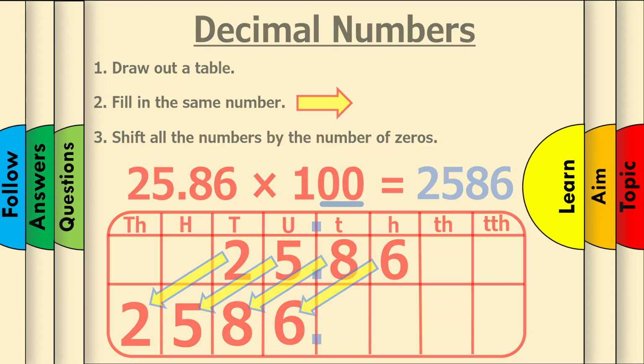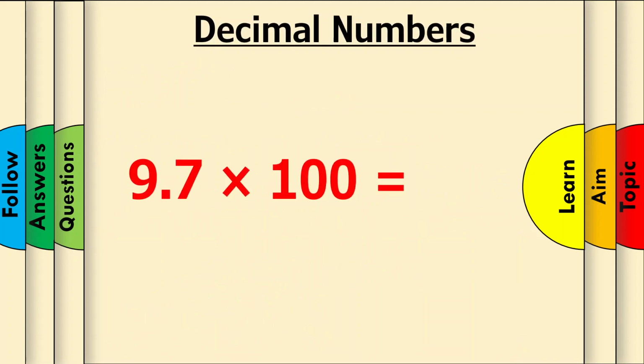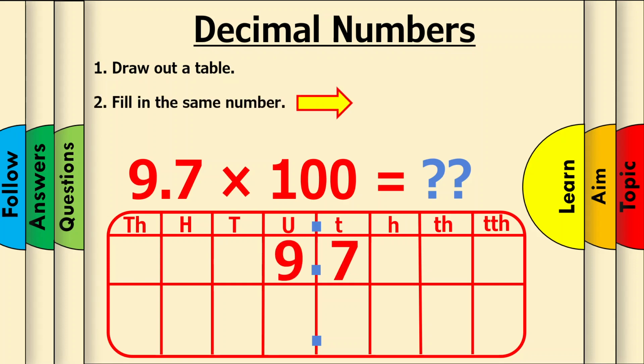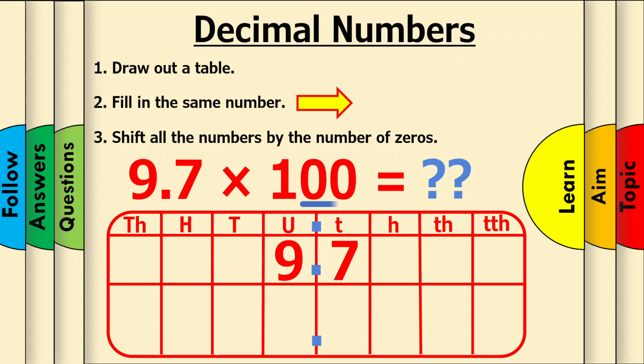9.7 times 100 equals what? First, draw out the same table. Now, all we need to do is fill in the same number from left to right. 9.7. Now, shift all the numbers in the grid by the number of zeros in the other number. In this case, 100 has 2 zeros, so we shift all the numbers in the grid by 2 columns forwards, like so. 7 moves 2 columns forwards, and so does 9.